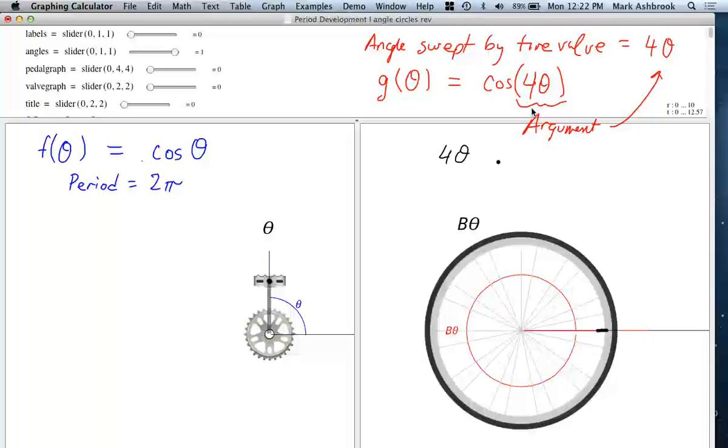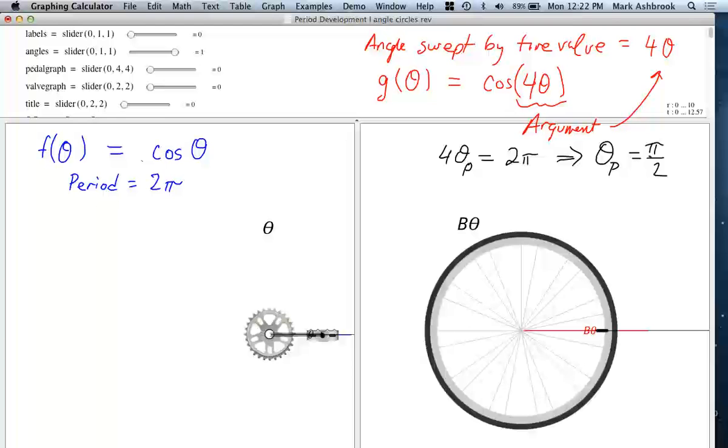So we need that argument to reach what? 2 pi. And then whatever theta makes that argument reach 2 pi, that's saying that the tire valve makes a full rotation. So we'll call that theta p for period. And what is the period? Pi over 2 pi over 4, or pi over 2. And that's what we said before. We're saying, what angle of theta makes that thing go through one cycle? Pi over 2.